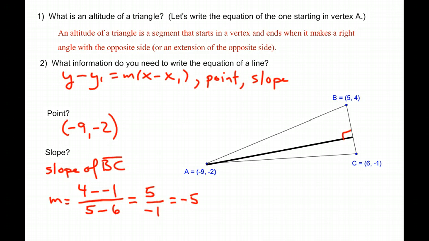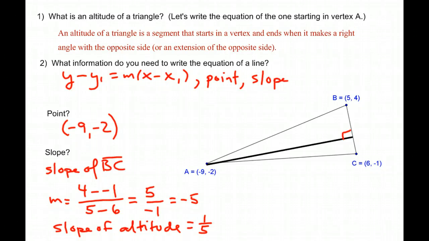And we need to find the negative reciprocal of that for the slope of the altitude. So in this case, the slope of the altitude will be, change it to a positive, and then flip over 5 over 1, so it becomes positive 1/5.